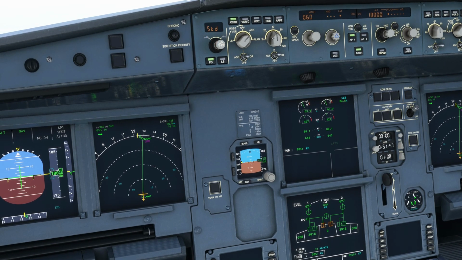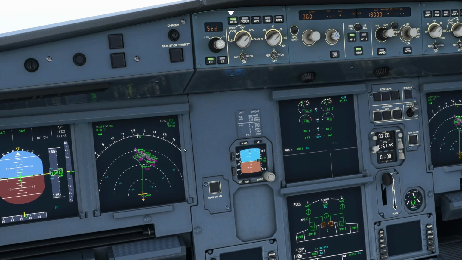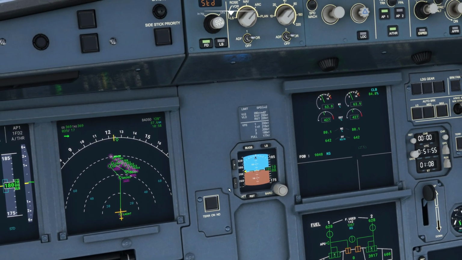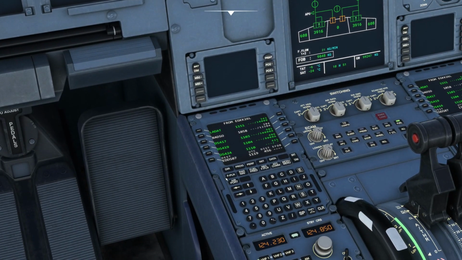Conscious of both your time and mine, and what happens fairly frequently in the real world, depending on traffic circumstances for ATC, they may well reroute you to save time and fuel.